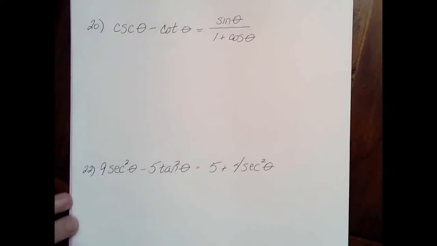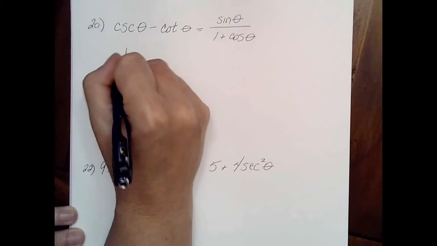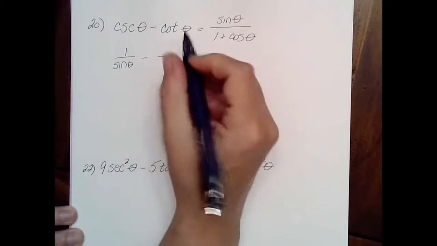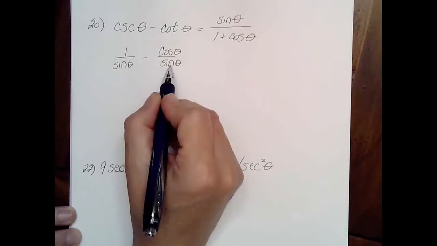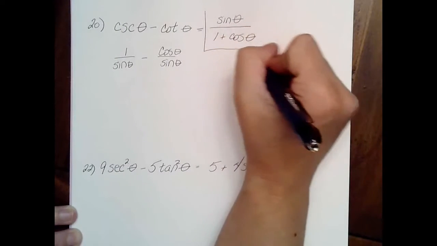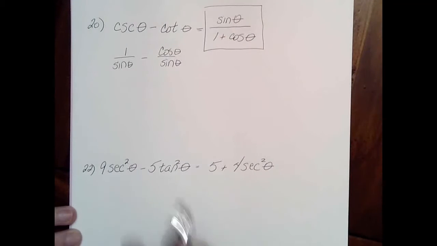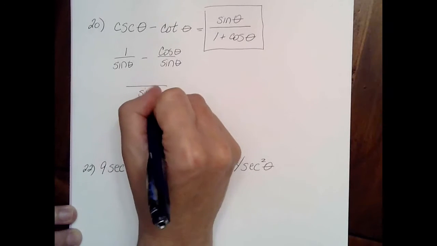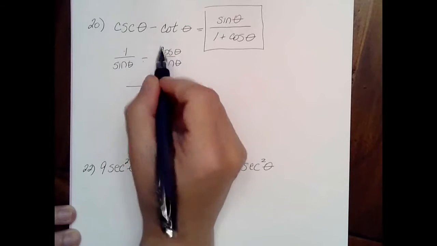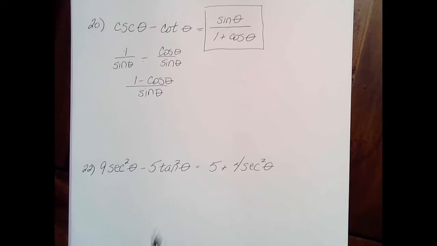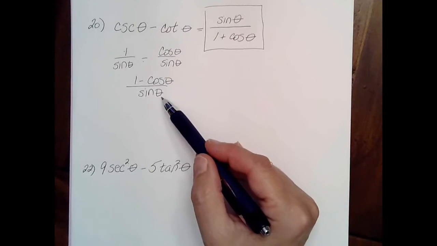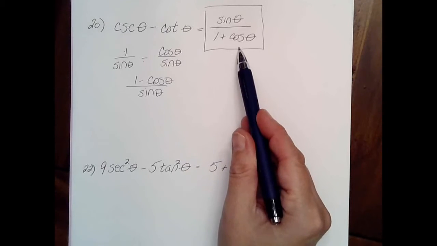Okay. There are no squares. No squares. So I'm thinking, okay, I'm going to go sine here. 1 over sine minus, and that's going to be cosine theta over sine theta. Well, that's a nice common denominator. I want it to look like this, by the way. Don't touch that side. So my denominator is going to be sine theta, 1 minus cosine. Okay. This sine has to magically become 1 plus cosine theta. That ain't going to happen.